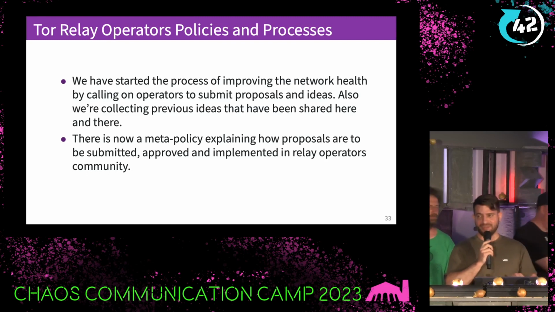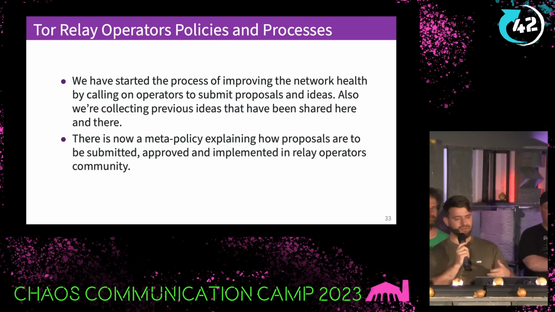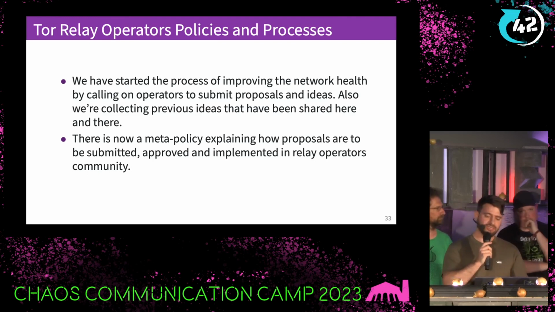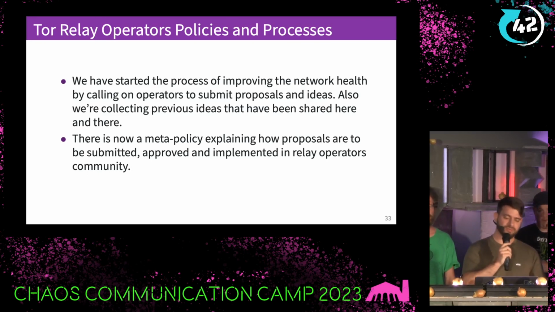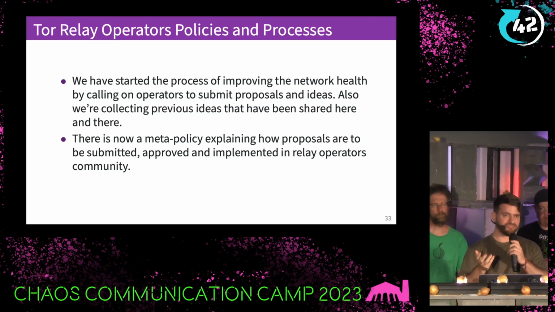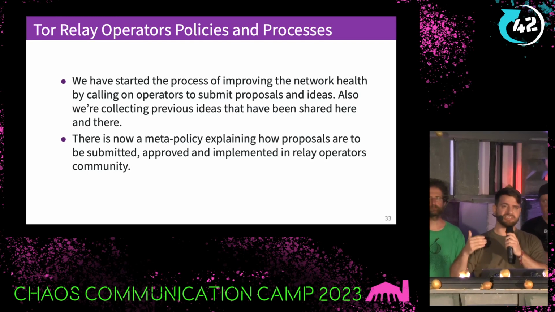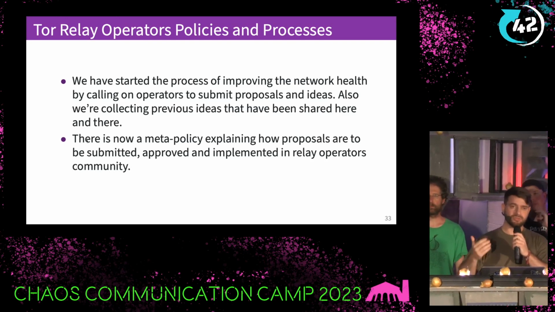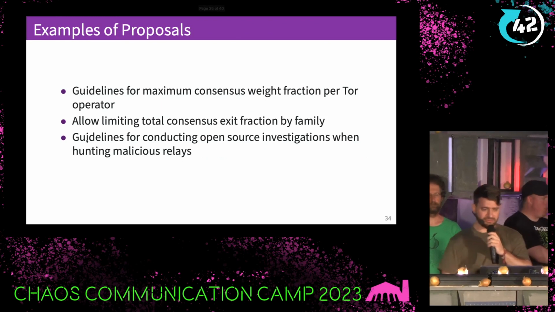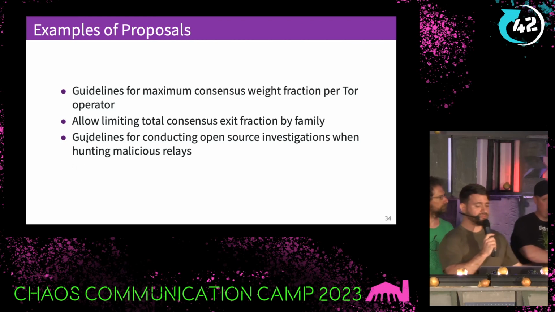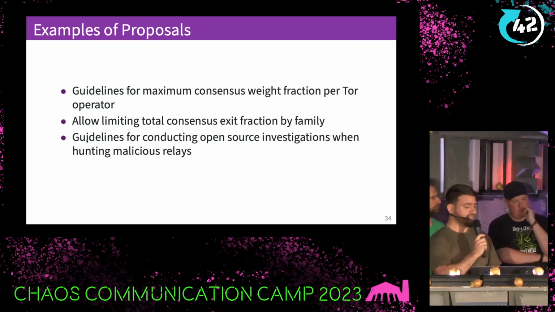So we have a process involving the Tor community. The idea is to have relay operators submit proposals or ideas or comments or suggestions on how we can improve the Tor network and how we can improve the health of the Tor network. We wrote very recently a meta policy where you can understand the process, how you can submit a proposal to improve the Tor network health. So, some examples of proposals. First example, a guideline for maximum consensus that Giko was talking about here.